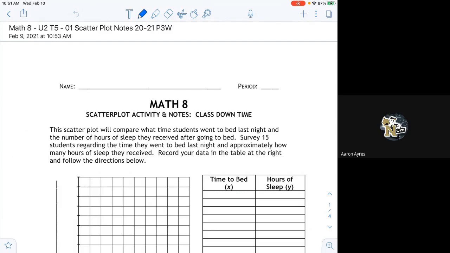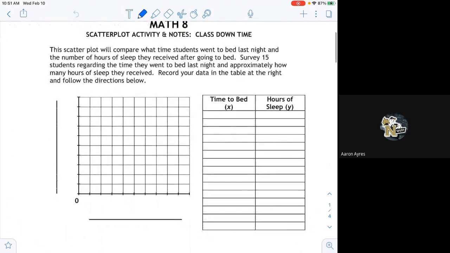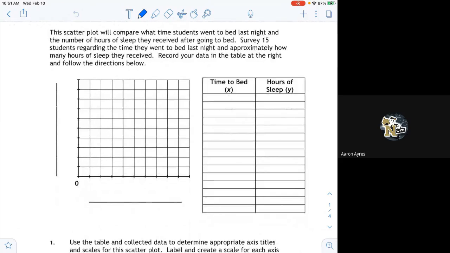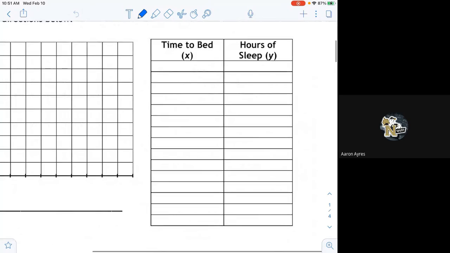So I'm just going to go around the room, and we're going to fill in our table, and then we'll talk about how to get this plot made. All right? Sophia, I'll start with you. What time did you go to bed last night? Round to the nearest half hour. We're going to round everything to the nearest half hour.